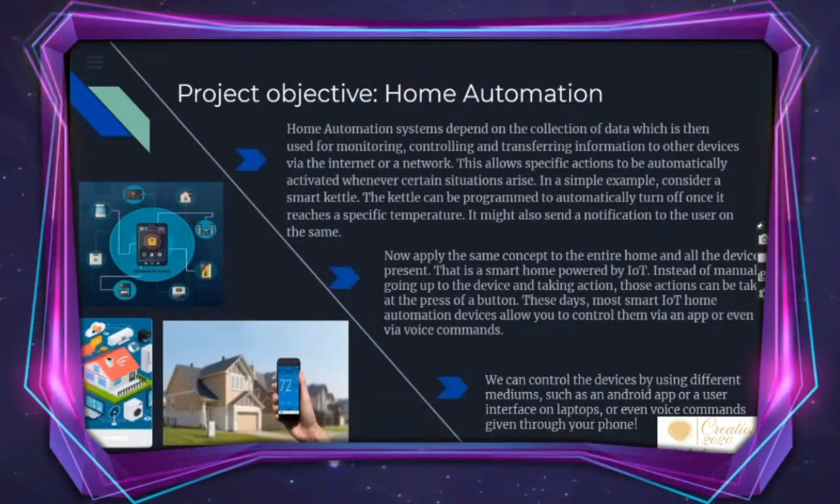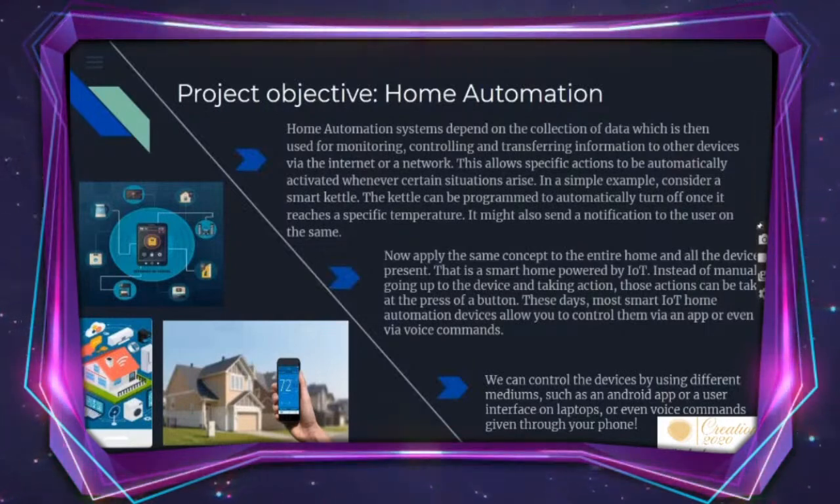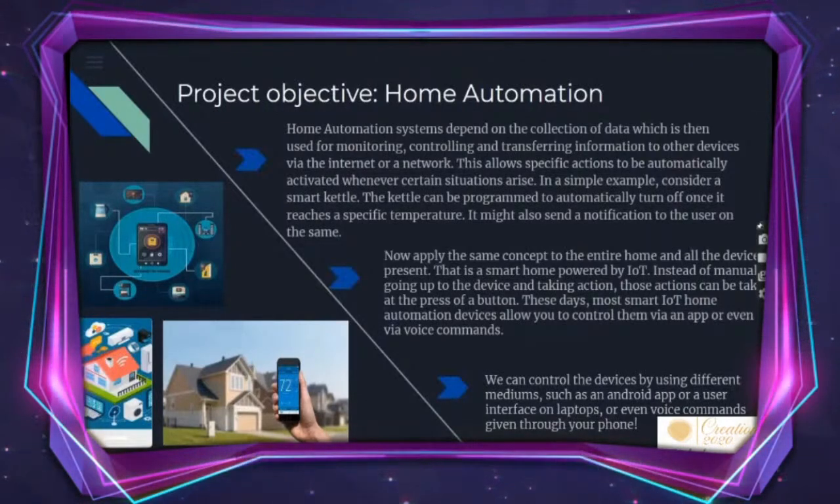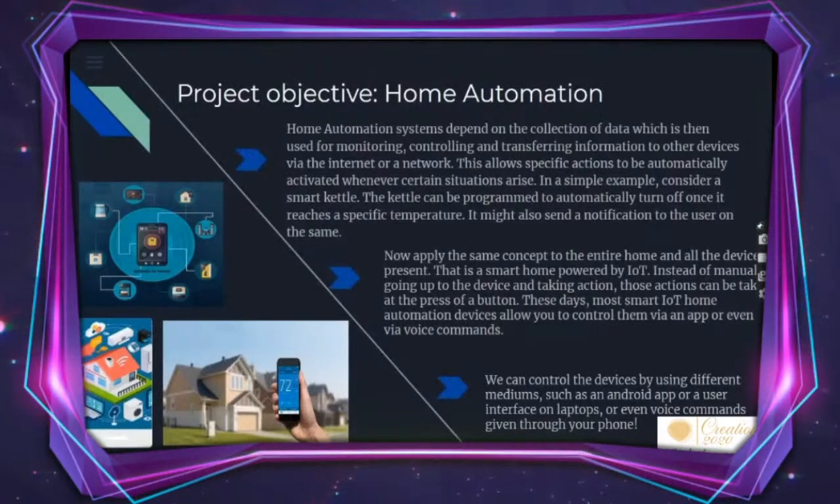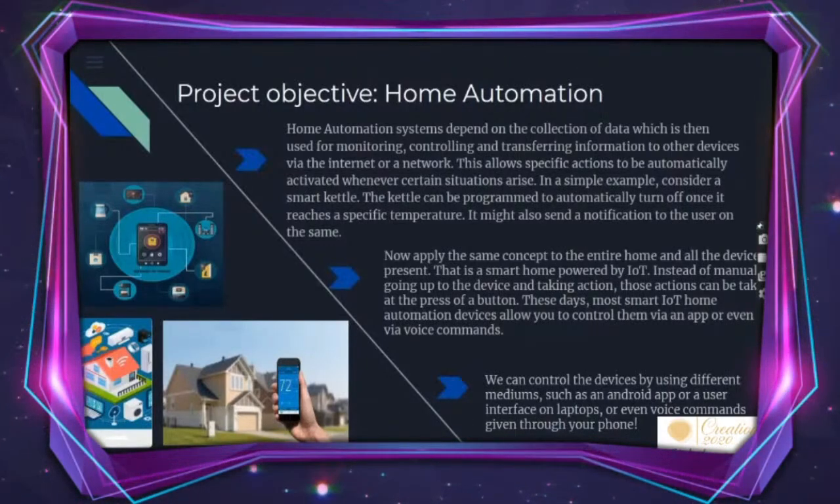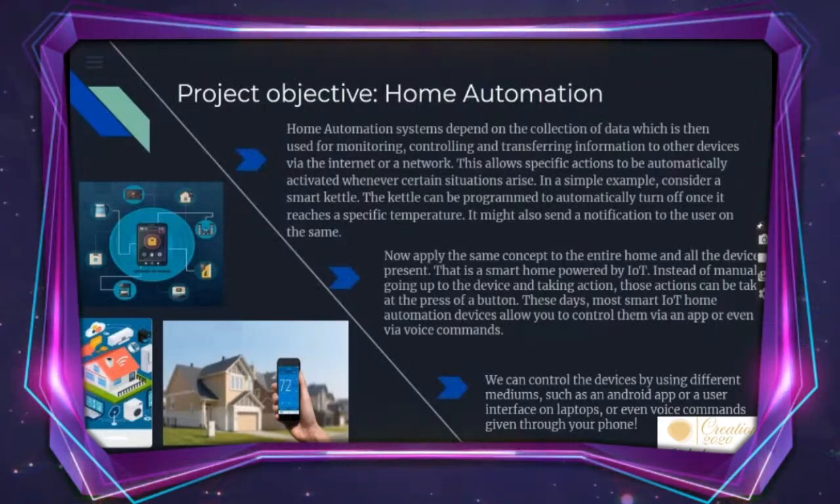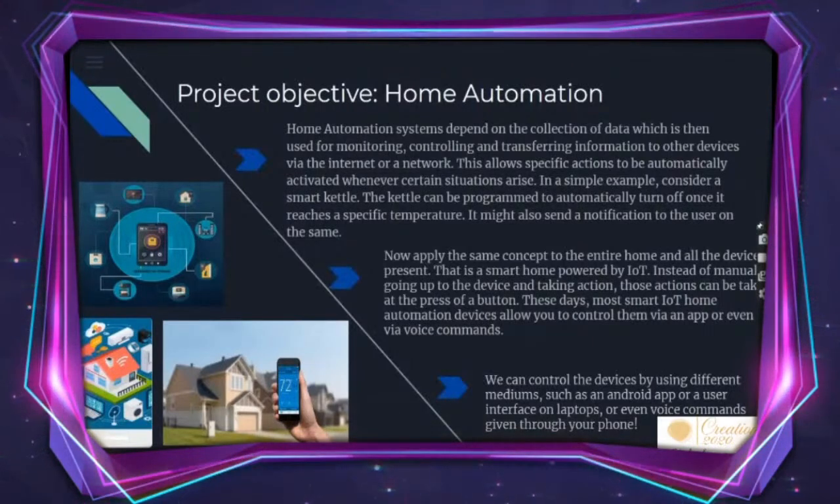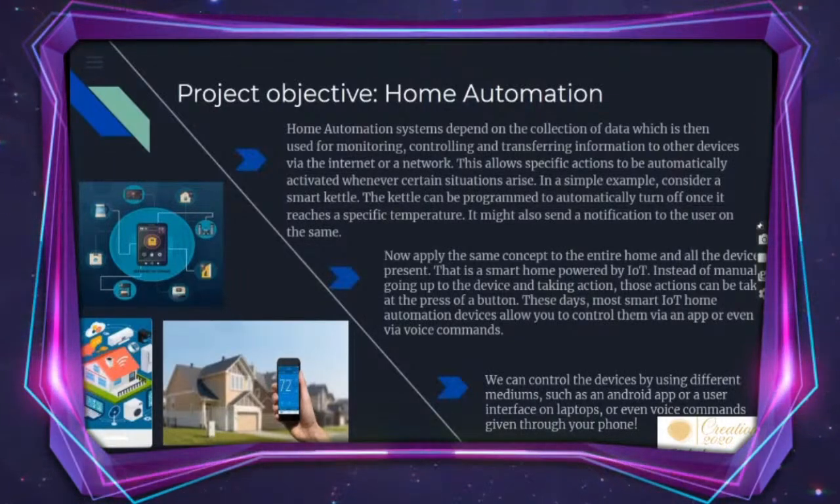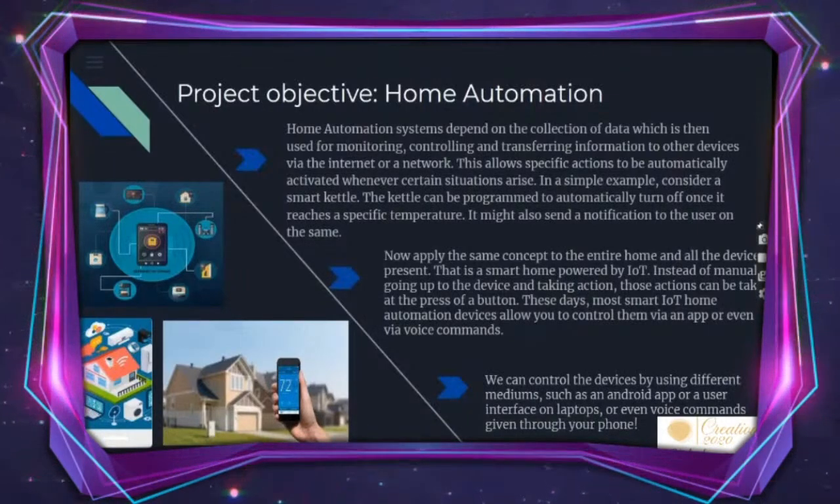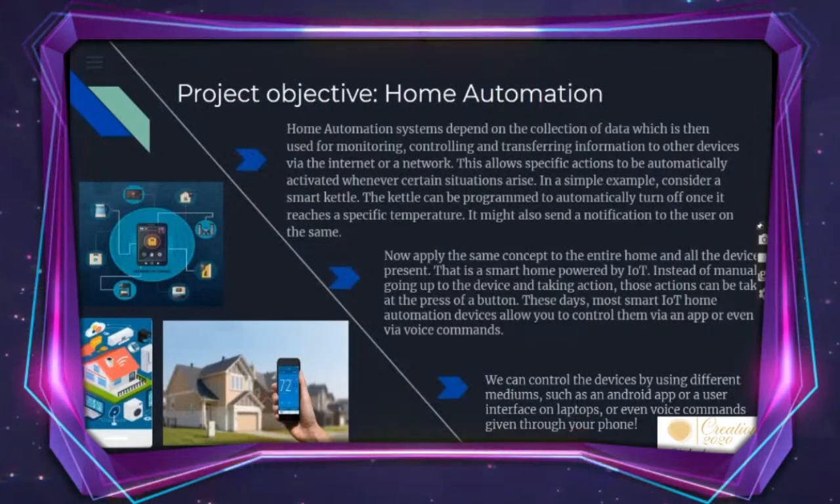A home automation system is a direct application of Internet of Things devices and works on the basic principles of collecting data from different sensors, processing the data in a microcontroller, and giving commands to the actuators to perform certain tasks. Now these tasks can be automated, such as a kettle that can be programmed to turn off at a specific temperature, or applying the same concept to other devices.